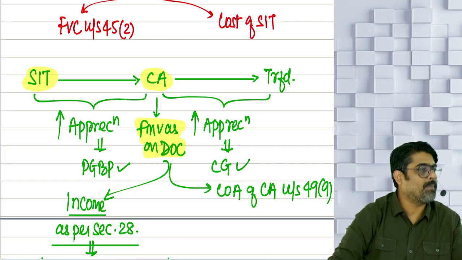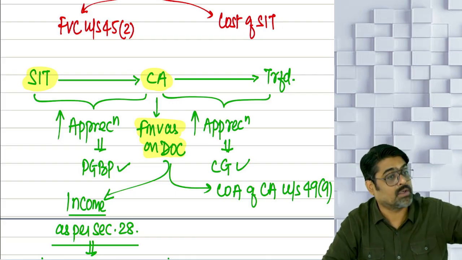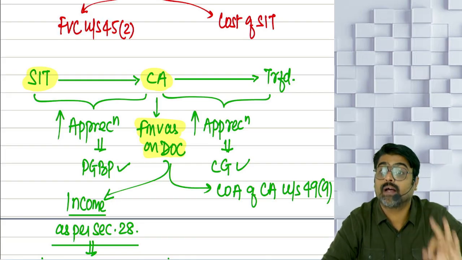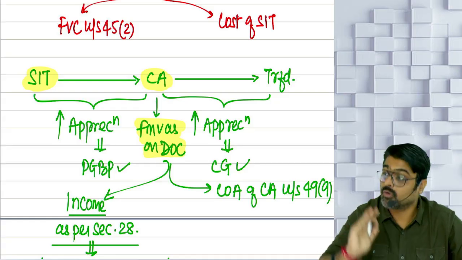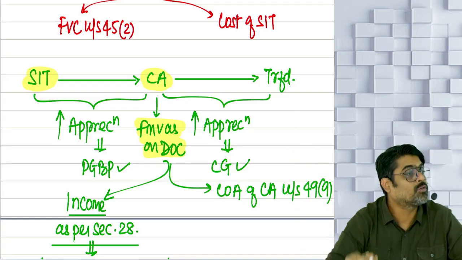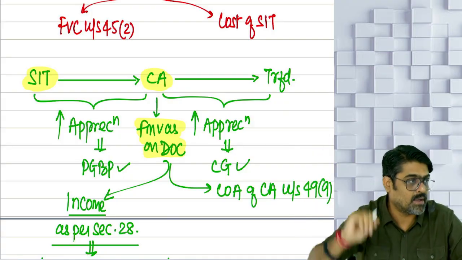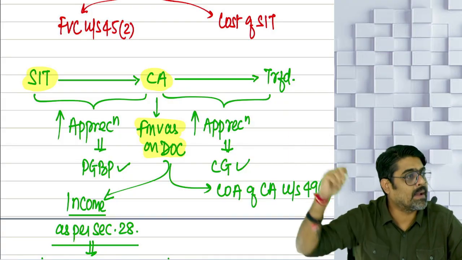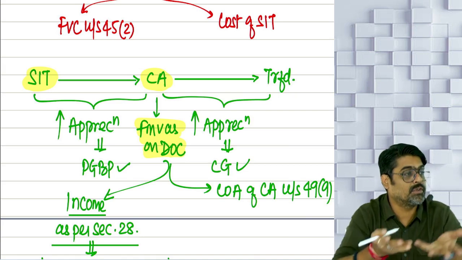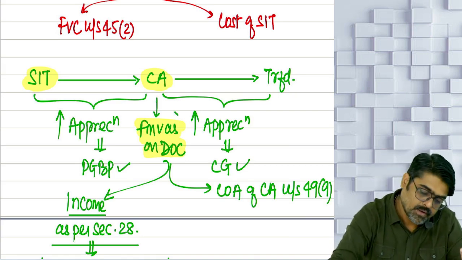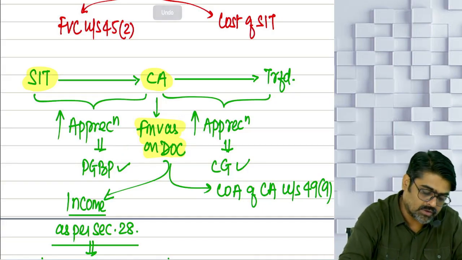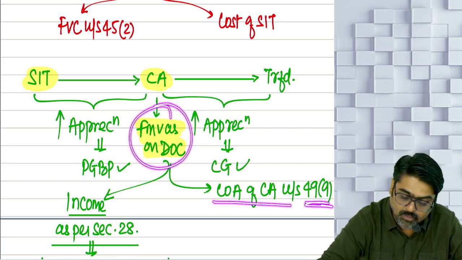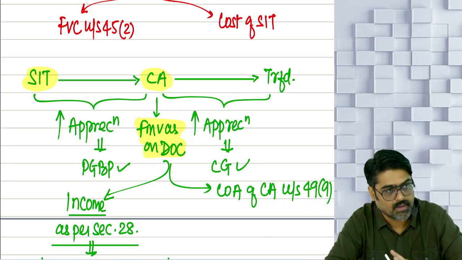So such type of capital asset, whenever transferred, their cost will be the fair market value as on the date of conversion. So whenever this capital asset will now be sold or transferred in the future, at that time the capital gain needs to be calculated. To calculate that capital gain, what will be the cost of acquisition of this capital asset? Fair market value as on the date of conversion, as per 49(9), will be deemed to be the cost of acquisition of your capital asset.